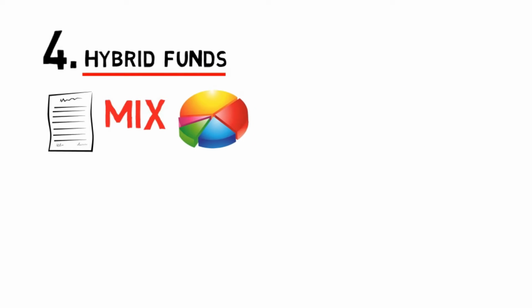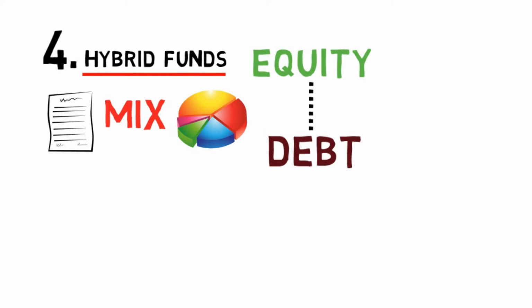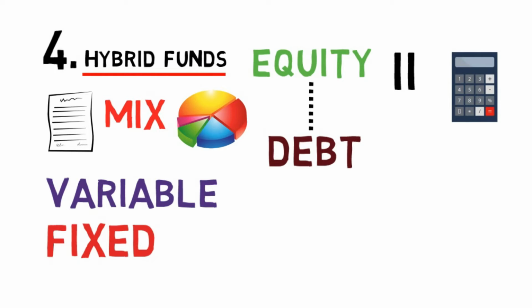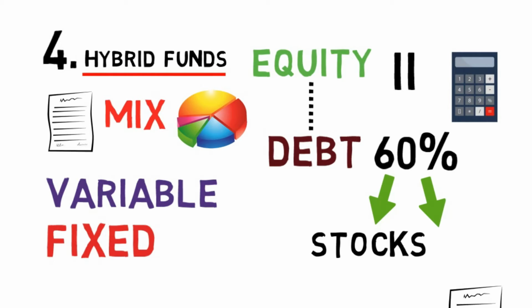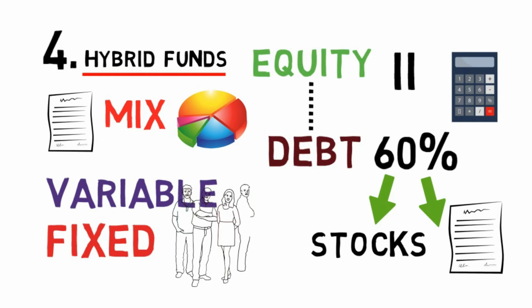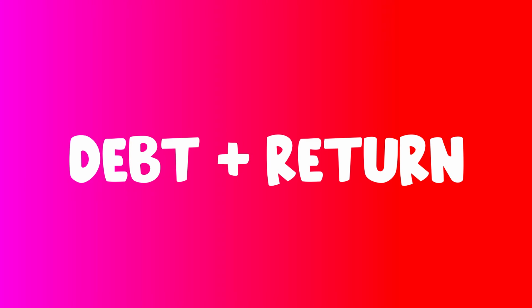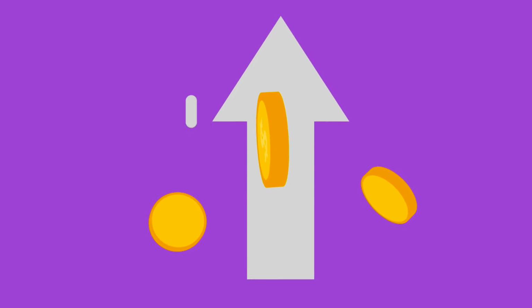Number 4, hybrid funds. As the name implies, hybrid funds is an ultimate mix of bonds and stocks, thereby it connects the gap between equity funds and debt funds. The ratio can either be variable or fixed. In short, it takes the best of two mutual funds by a simple distribution. For example, 60% of assets in stocks and the rest in bonds or vice versa. Hybrid funds are suitable for investors looking to take more risks for debt plus return benefit rather than sticking to lower but steady income schemes.